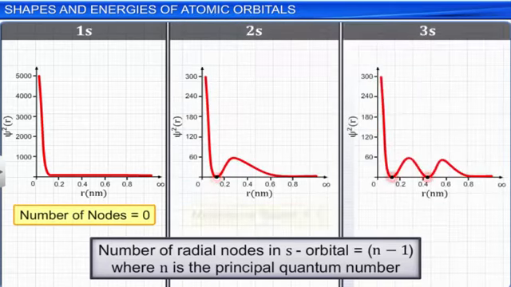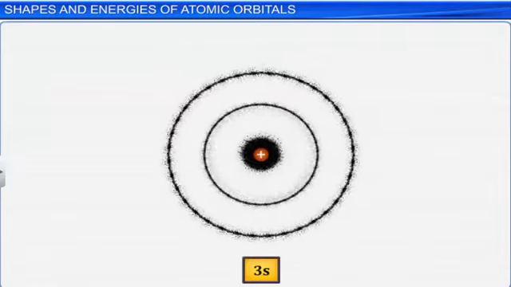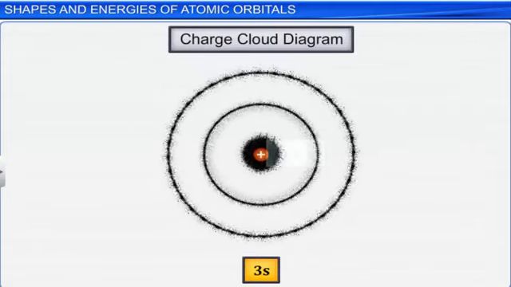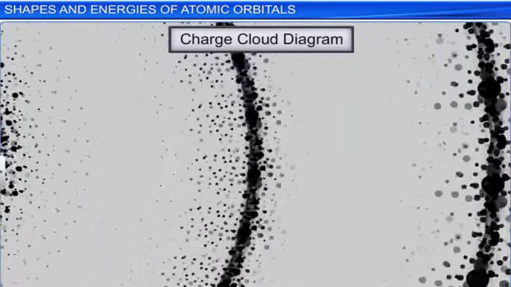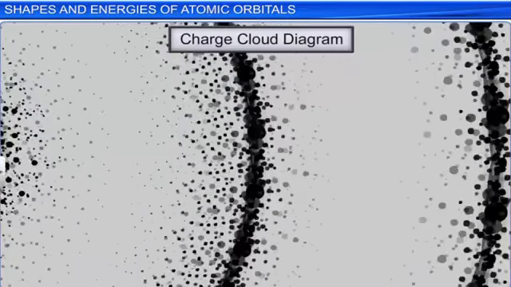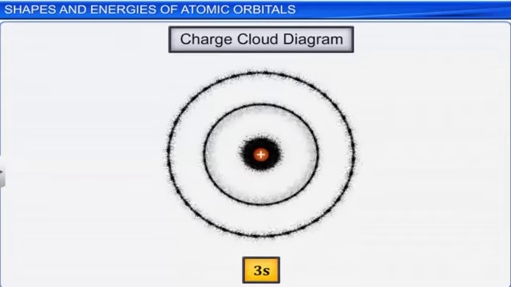Probability density of electrons can be depicted with the help of the charge cloud concept or charge cloud diagrams. In this, the cloud of negative charge is represented by means of dots. Note that a dot represents the location of the electron at a given point of time. The cloud of negative charge is denser in certain parts than others. This indicates that the probability of finding the electron is maximum in that region.